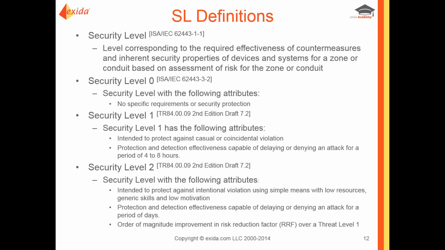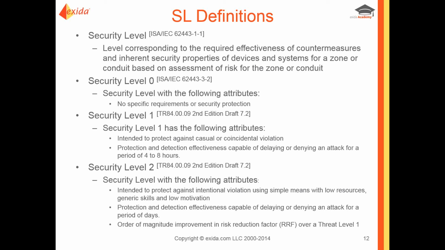Now, when you get into the actual security levels themselves, as the security levels increase in number, security level 1 will be more secure than security level 0, security level 2 more secure, and so forth. You will notice that starting with security level 1, the definitions are actually out of ISA TR 84.00.09, which has just gone out for ballot.